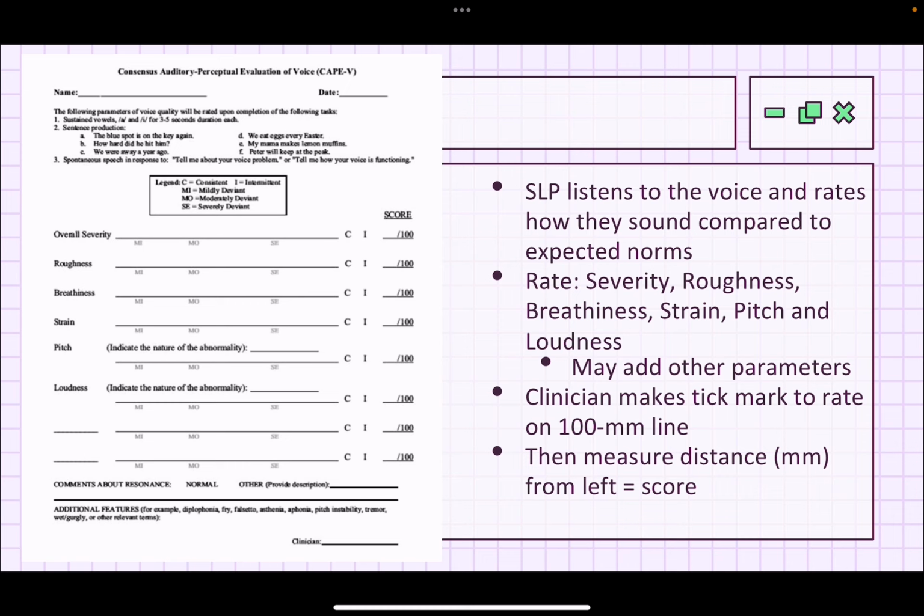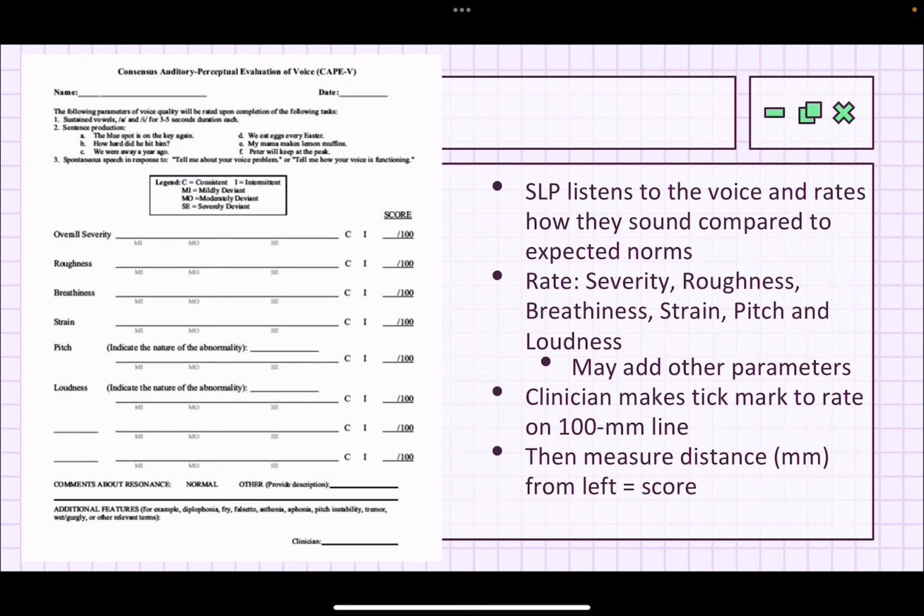One of the other parts that we're going to do, your CAPE-V, is a really common one that you're also going to be doing. So you will need to familiarize yourself with this, and we most certainly could practice this in class if people feel like that would help. Just let me know. What we're going to do is listen to the voice and rate how it sounds compared to norms. I know this can get a little bit tricky, because norms are subjective, but what we're really looking for is, is there roughness, breathiness? Are they straining? And other parameters, like the voice just doesn't sound healthy for one reason or another.